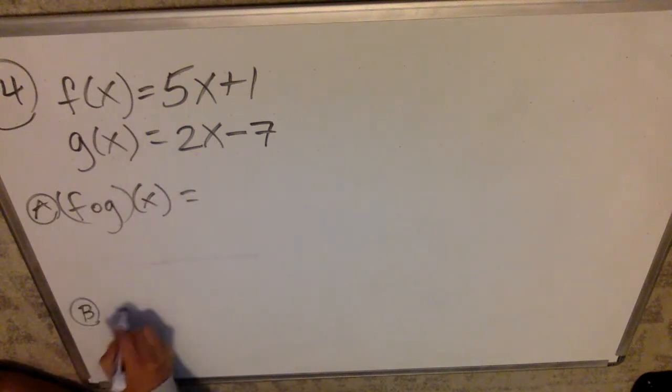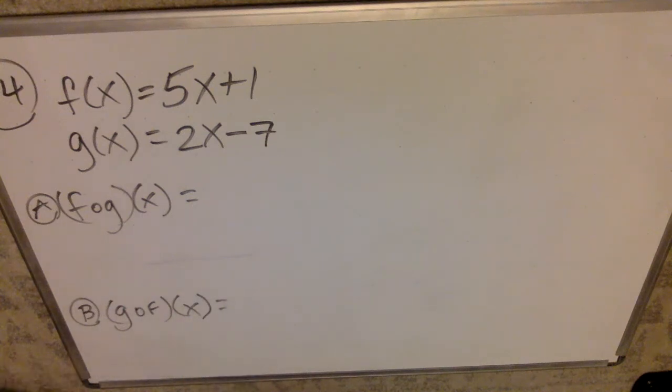For B, I want you to find g of f of x. All right, cool. So I'm going to go ahead and walk through this. And again, if you want to pause me, that would be a good decision. So give it a try by yourself.